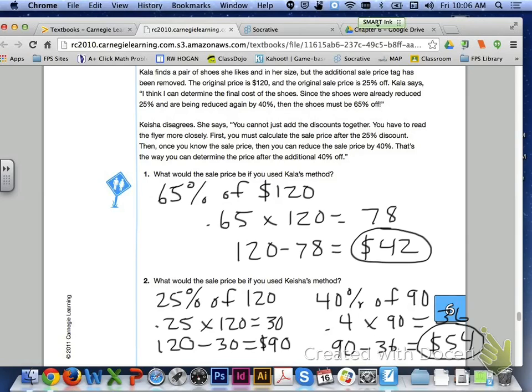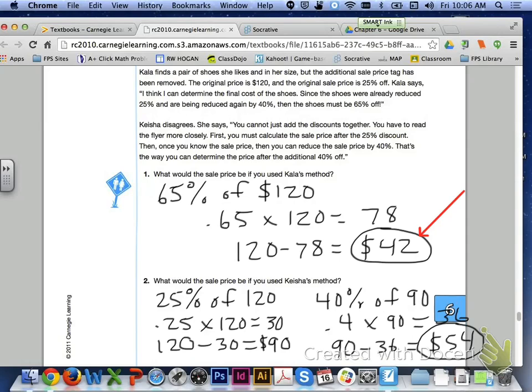If we take a look at Kala's method for number 1, she is taking 65% of $120. So if you turn your percent into a decimal, multiply it by 120, you're going to get 78. You subtract that from the original price of $120, and you are going to get $42 for your answer.